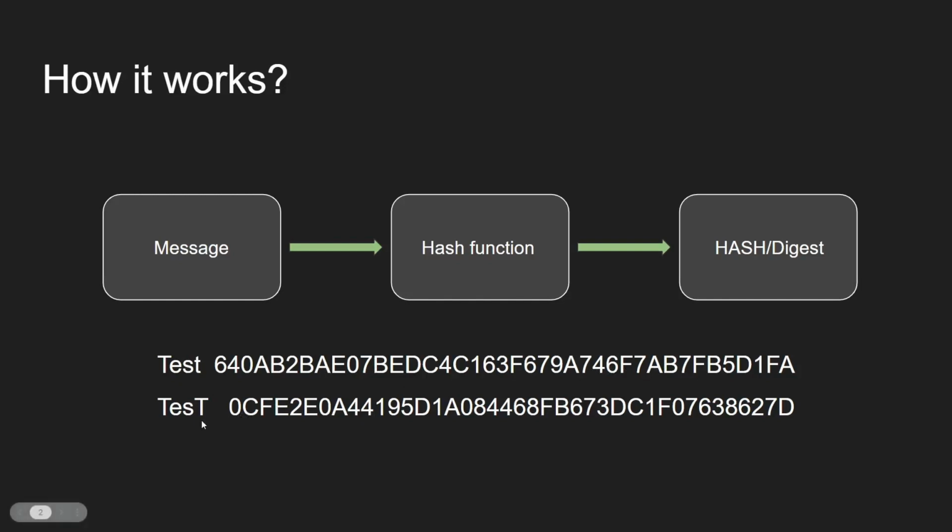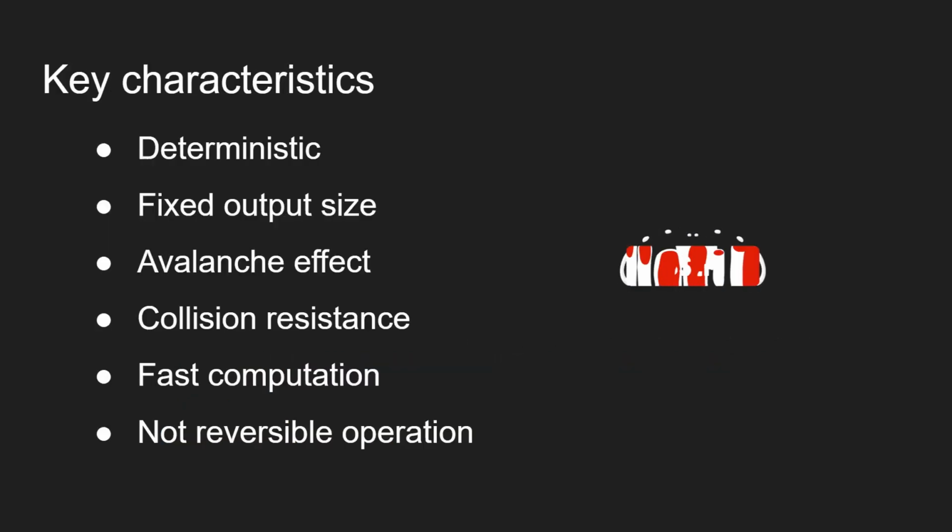So there is one more example. I applied the hashing algorithm to pretty much similar text. In this case, I've changed only the last letter to an upper case letter. So as you can see, I've got a completely different hash as a result. In the following slides, I'll explain why it's important to use hashes and why we even need them. So let's talk about the key characteristics of hash functions.